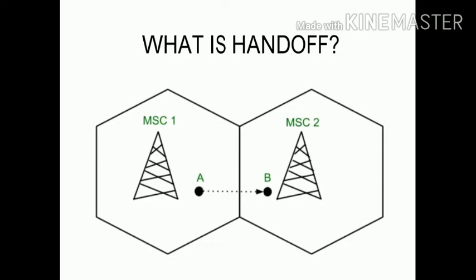In situation 2, that means the other situation, the mobile station itself selects the most suitable base station. The mobile station informs the current base station. That base station informs its MSC, and the MSC assigns a new channel. So here the important role is played by the mobile station.